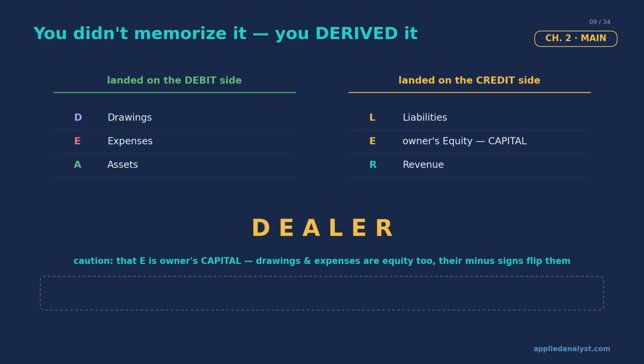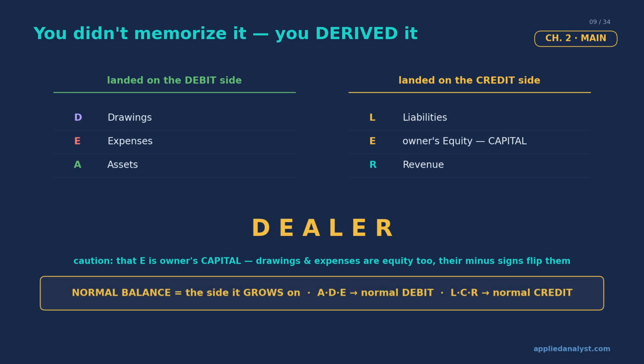And that side has a name the exam will ask for. An account's normal balance is simply the side it grows on. So assets, drawings, and expenses carry normal debit balances, and liabilities, capital, and revenues carry normal credit balances. Normal balance, nothing more than the side that makes the account bigger.